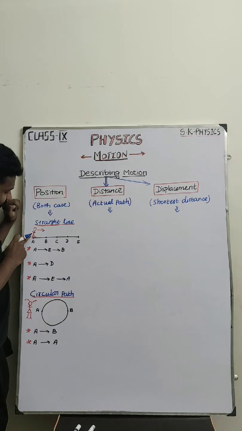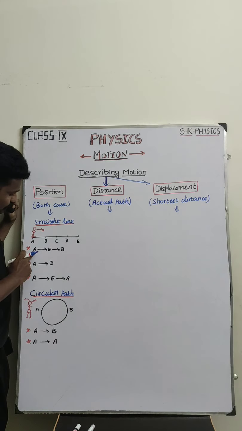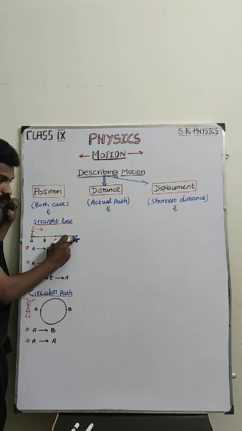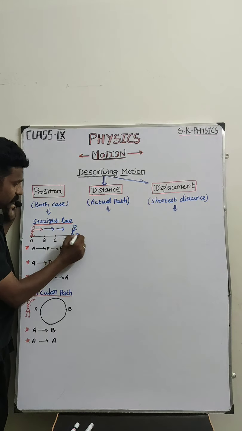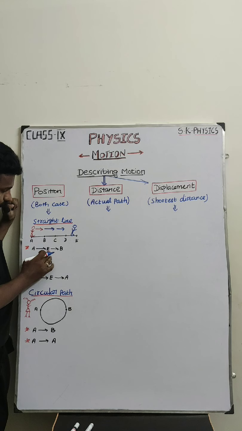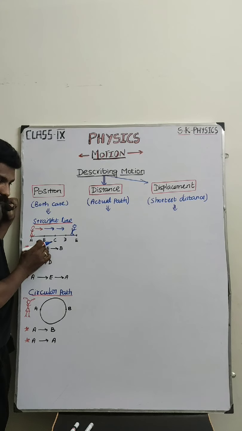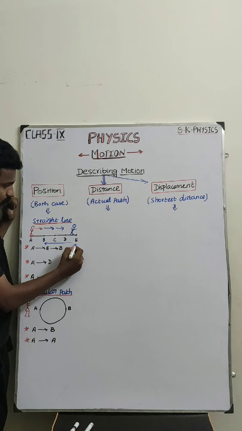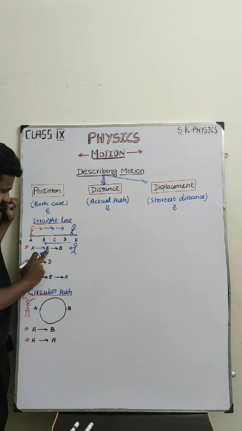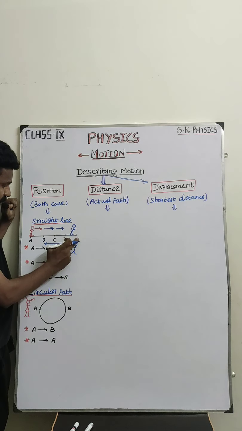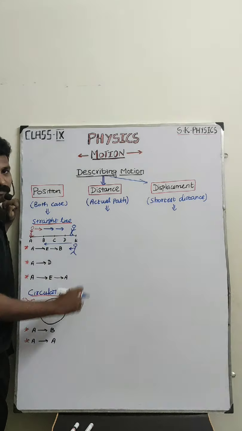Now one person is here. In the first situation, this person moves from A to E, then returns back from E to B. So he reaches here. See, A to E, then E to B. This is the situation. In this situation, what about distance and displacement?